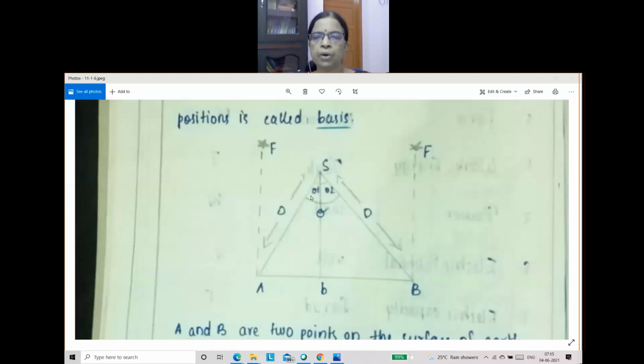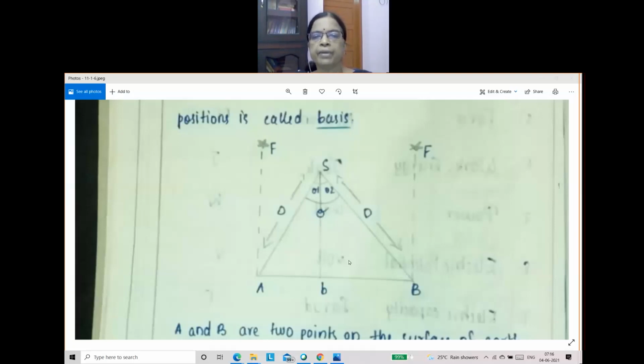Similarly, from the other observatory also, he observed the same star which is directly above him. Then he turned the telescope to view this star. So this angle is theta 2, and this will be theta 2 because these are two parallel lines with an intersecting line, so these angles will be equal. So now we got theta 1 plus theta 2. That is theta, the parallax angle.